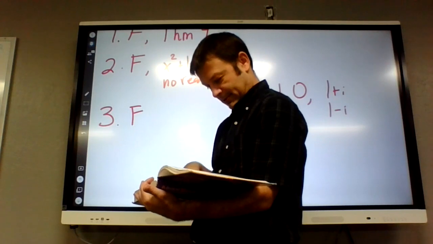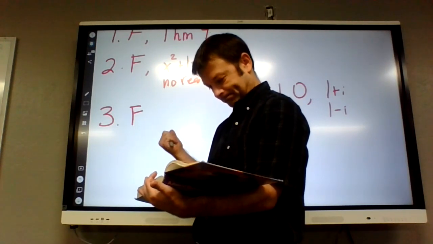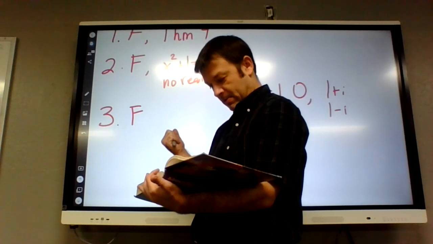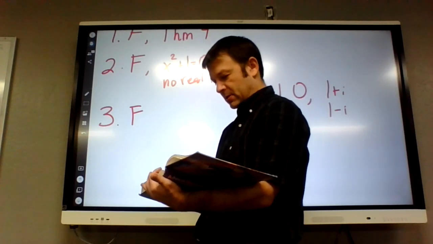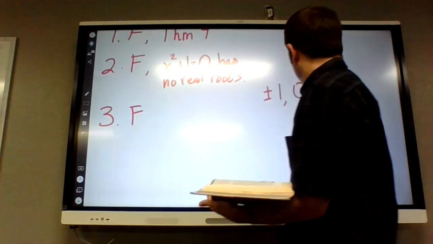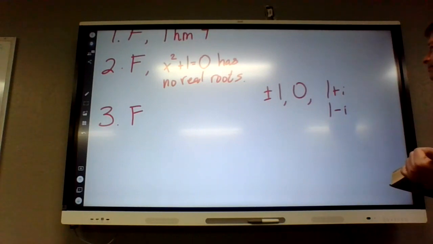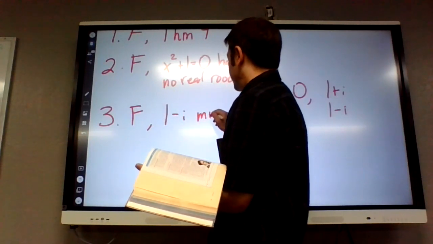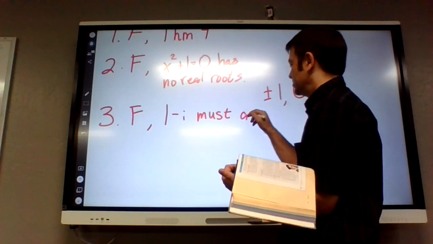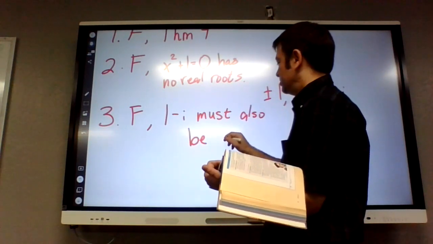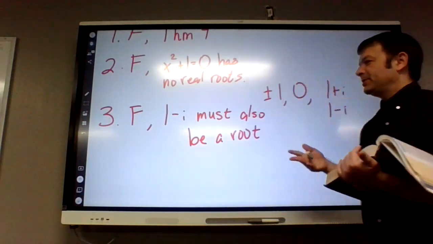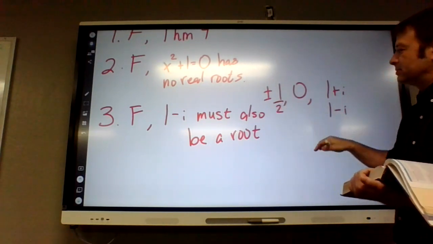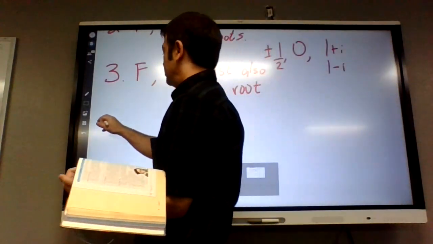I can't find the answer. Hold on. I have no idea where to put the answer. Oh, they didn't even say it. They just said false because 1 minus i must also be a root. They didn't go into the whole explanation. They probably should have said and a fourth degree polynomial cannot have 5 roots. They wrote that wrong.